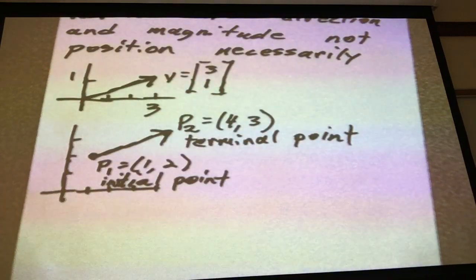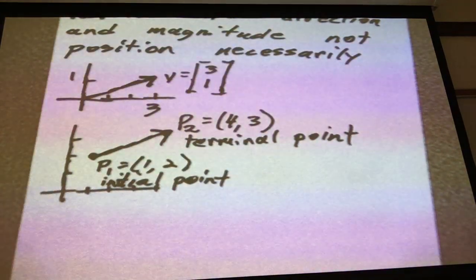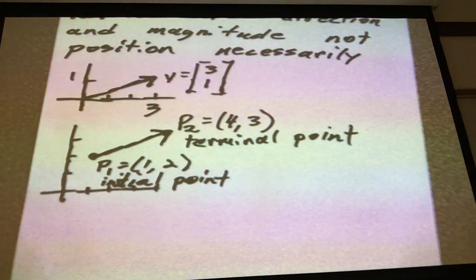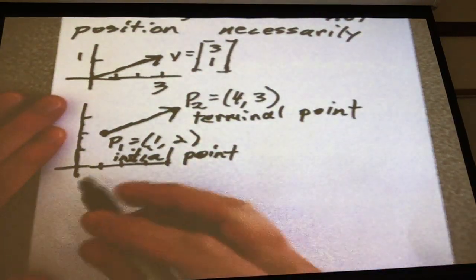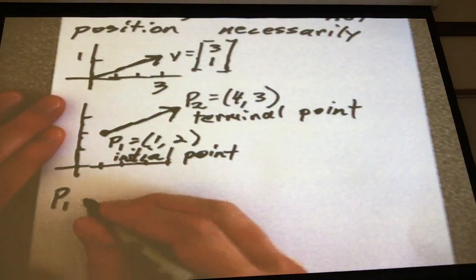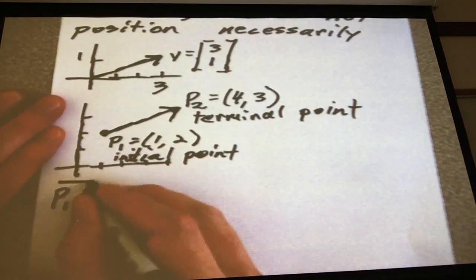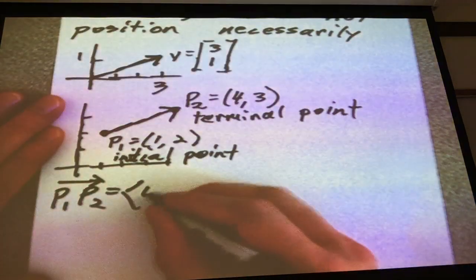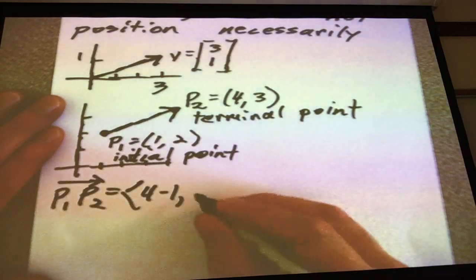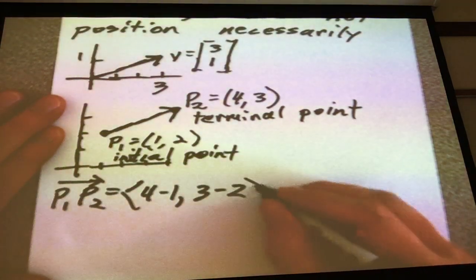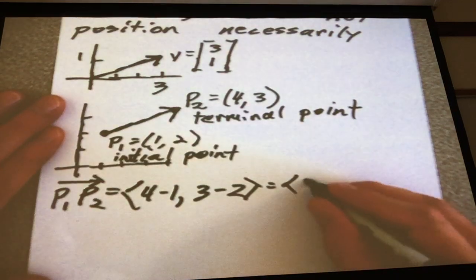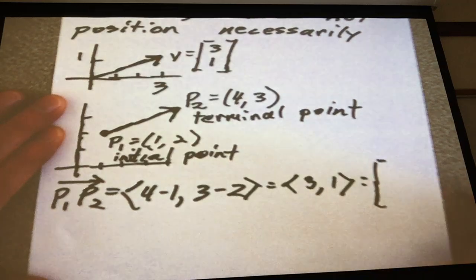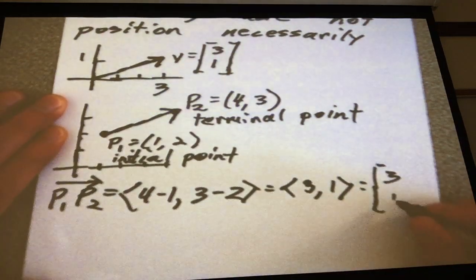Okay, now whenever you do this, it's going to be the terminal point minus the initial point. So this vector P1, P2, let's put a little arrow on it. It's going to be the vector, so that's going to be 4 minus 1, comma, 3 minus 2. So 4 minus 1 is 3, 3 minus 2 is 1. And let's write it as a column vector to show that they really are the same thing. And so that's 3, and that's 1.